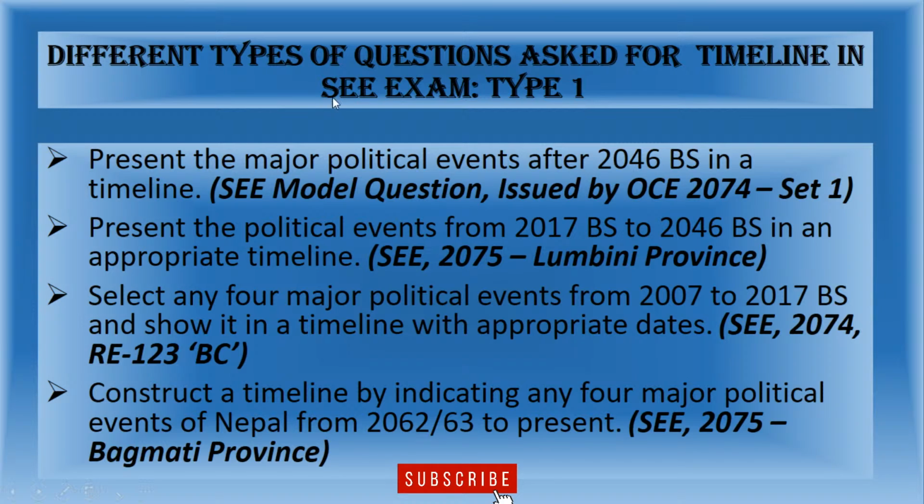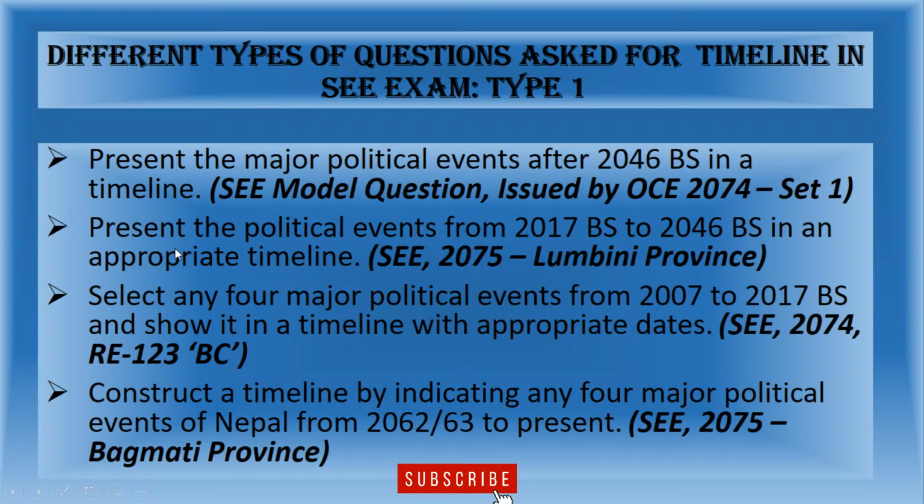Look here. Present the major political events after 2046 BS in a timeline. This question is a 4 marks question. Now you have to present the political events after 2046 BS in a timeline. It means you can select four political events and show them in a timeline. This is from the SE model question issued by OC 2007, set 1.